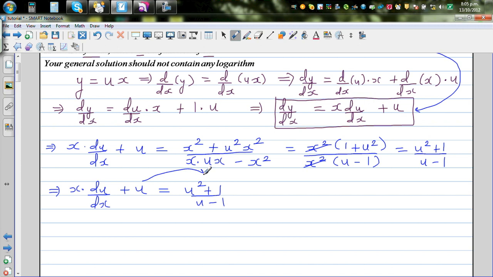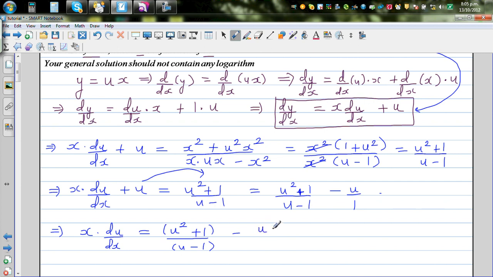Now I'm going to move this to the other side. So this is equal to u squared plus 1 over u minus 1 minus u over 1. So I'm going to multiply both the numerator and denominator. Okay, so let me rewrite. So this implies x times du by dx is equal to, let me put this in the bracket, u squared plus 1 over u minus 1. I'm going to multiply u minus 1 to both the numerator and denominator of the second term. So this is u times (u minus 1) over u minus 1.